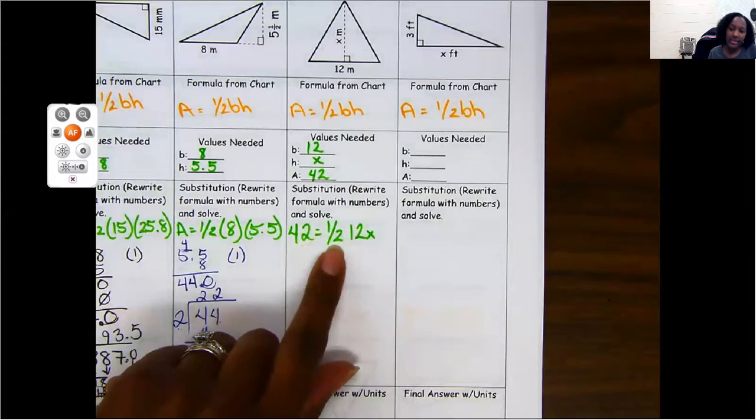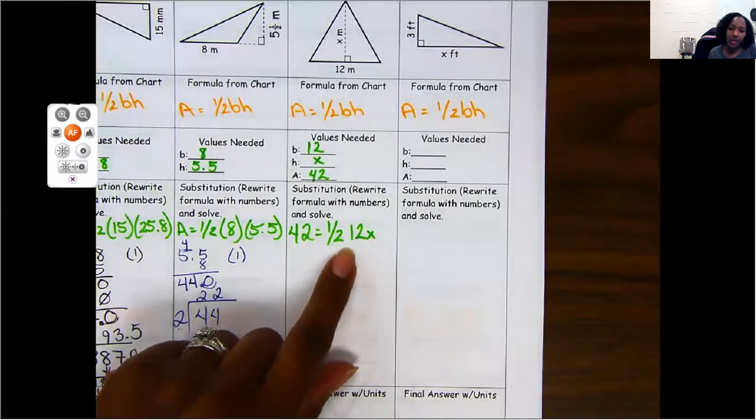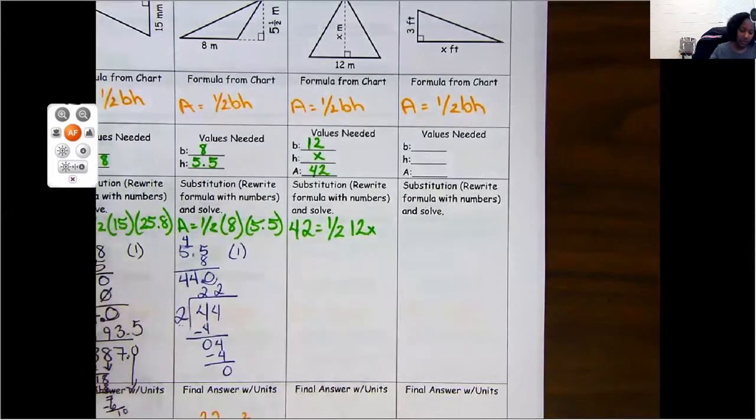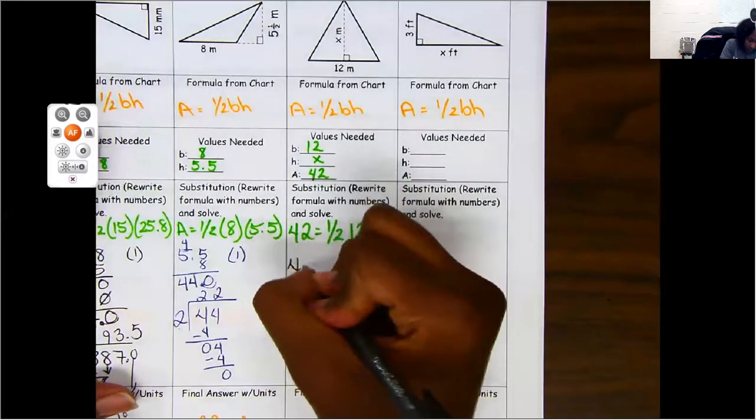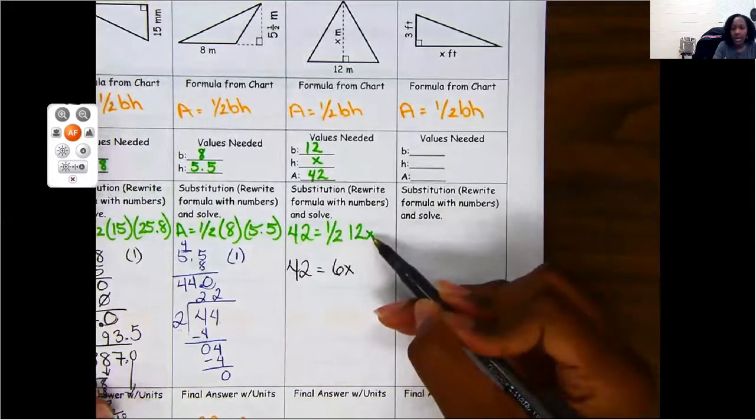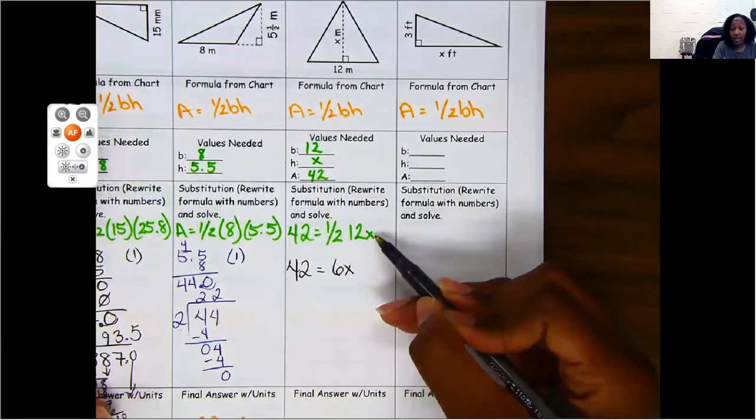Okay, in this instance, because I have a variable, I need to go ahead and take care of my half. What's half of 12? You said 6, you're correct. So let's go ahead and put that. 42 is equal to 6x. Remember, we haven't lost the variable yet. We have to figure out what the variable is.